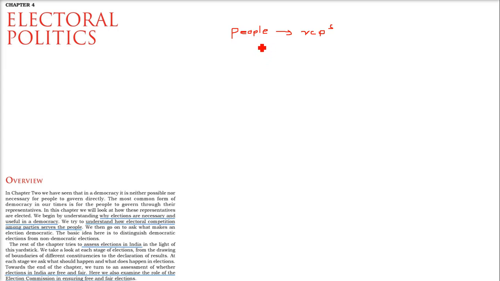What are elections? The way of choosing or electing the representatives is called elections. So what are these elections? Why are they necessary? Why are they useful? In an election there is a competition among the parties. So what is the usefulness of this competition, and how does it help the different people and the parties?